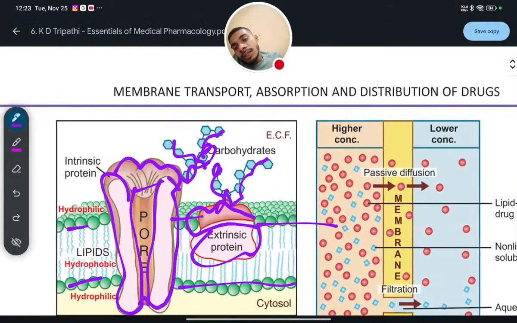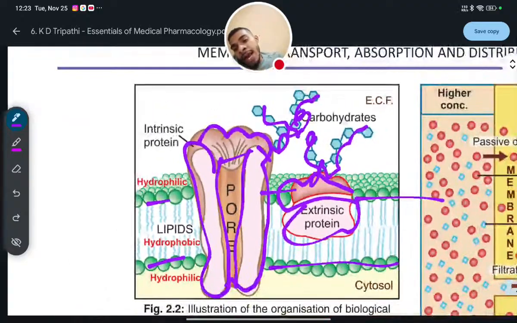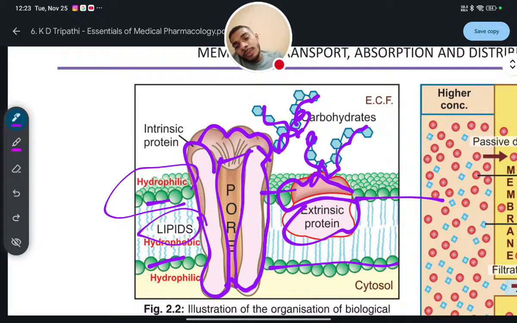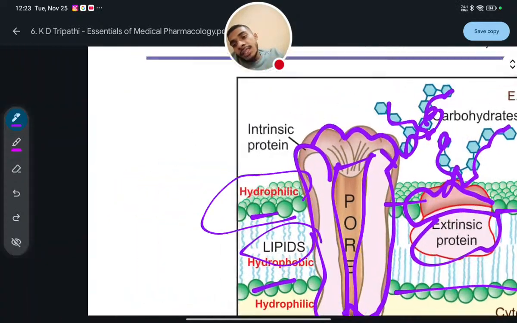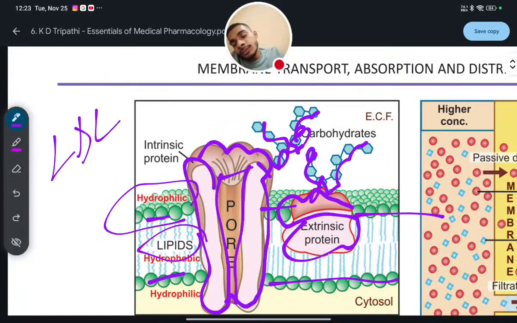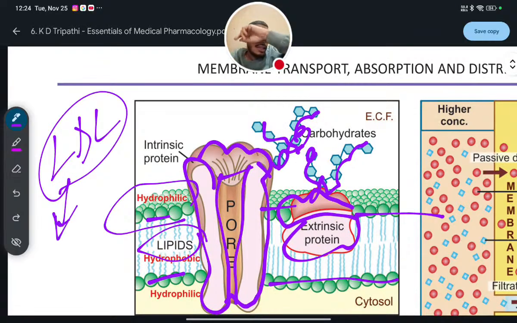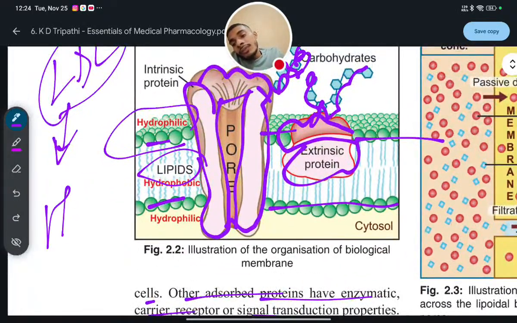Now, what will happen? These lipids have two parts. One is hydrophilic part, one is hydrophobic part. Okay. So hydrophobic part is non-polar and hydrophilic part is polar. Since like dissolves like, hydrophobic part will be dissolved in the non-polar medium. Why? Because hydrophobic are those which are not dissolved into the water.